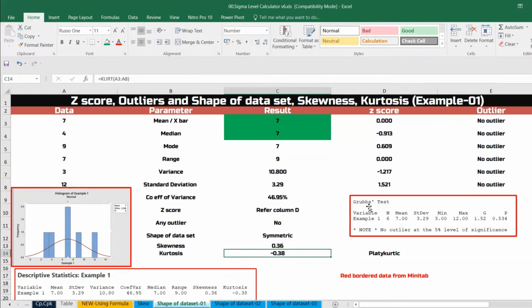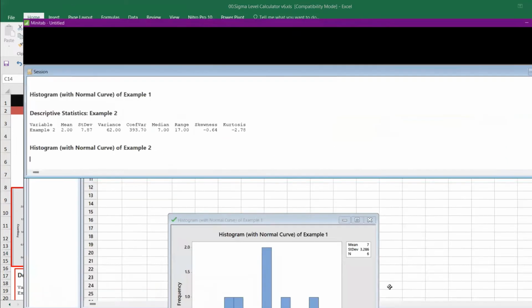Let's talk about the outlier test in Minitab. We can do it with the help of the Grubbs method, and in this case no outlier is found. We can also get the p value and the Grubbs value. From there it also gives a note, no outlier at the 5% level of significance, like this. The same thing we can quickly do in Minitab as well.